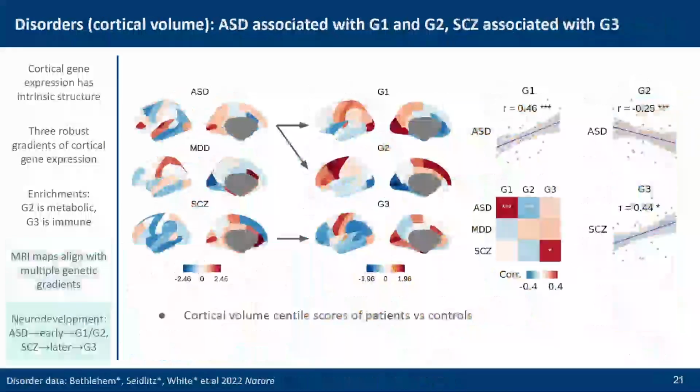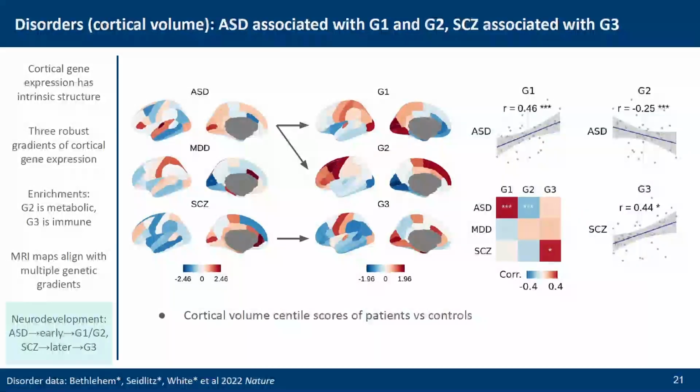That's true. But we also had a disorder data set, which Richard Bethlehem and others put together from a huge sample of nearly 150,000 MRI scans. So these are cortical thinning from normative models of autism spectrum, major depressive disorder, and schizophrenia. And we see that when we associate those with these gradients, ASD is very strongly associated with the first and second gradient, and schizophrenia is specifically associated with the third gradient. These are all spin tested and multiple comparisons corrected. And as usual, MDD doesn't have much correlations with anything, sadly.